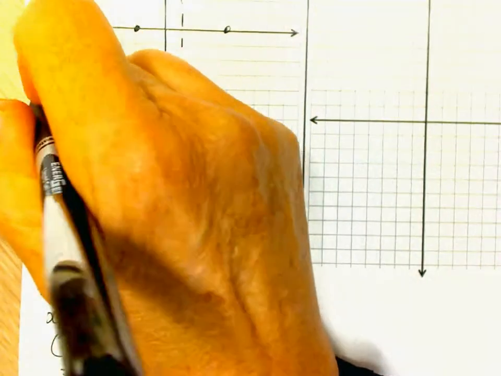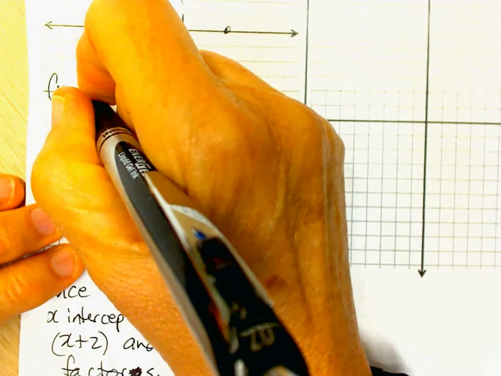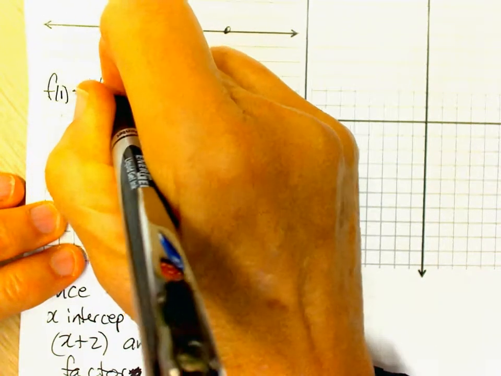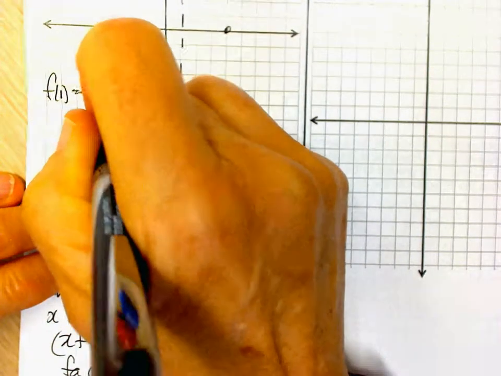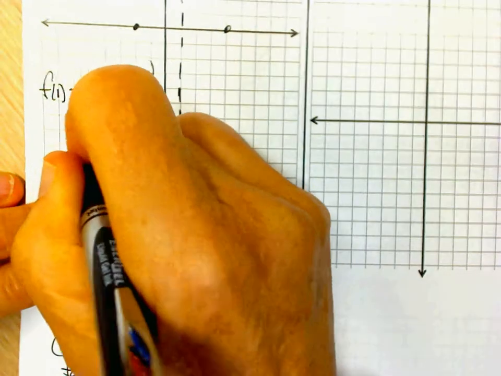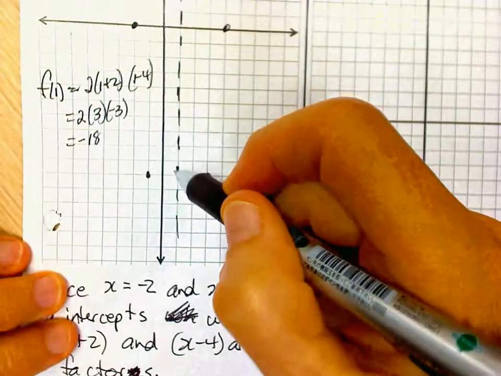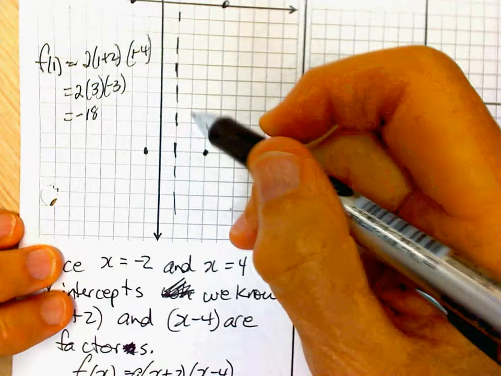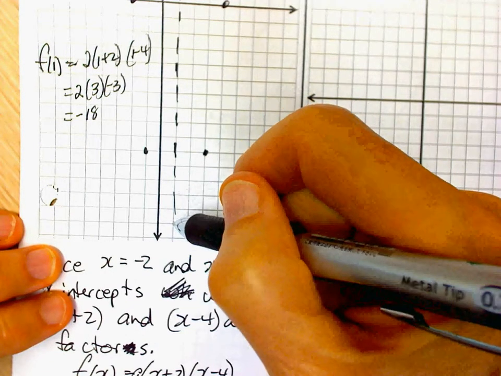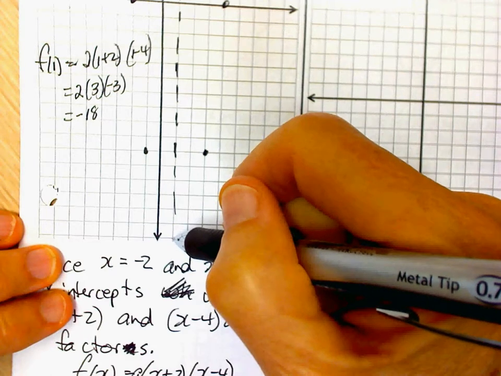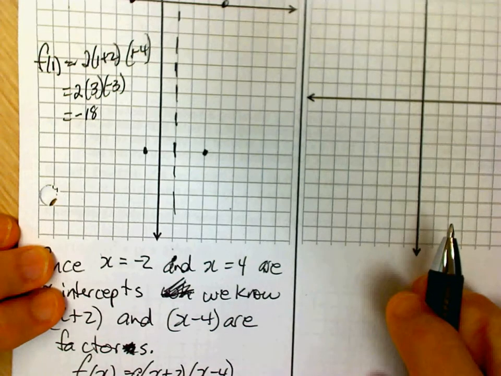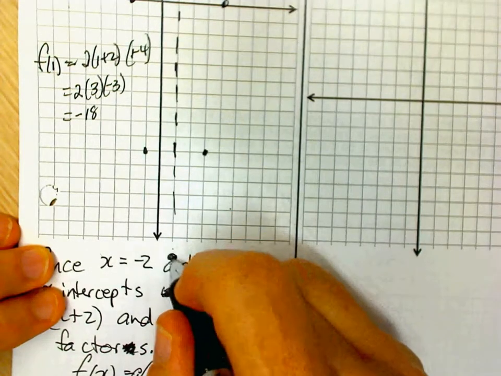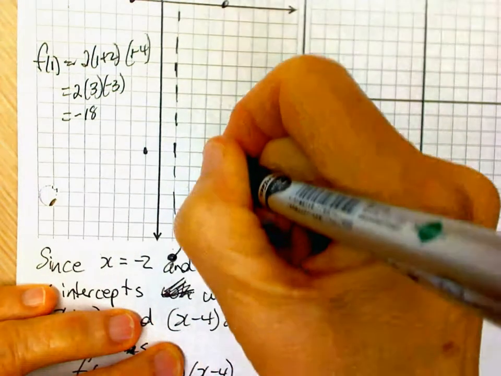Let's see. f(1) is equal to 2 times (1 plus 2) times (1 minus 4). It's going to be 2 times 3 times -3, and that equals -18. So this doesn't fit on the grid, so I guess we'll just have to go below. Just estimate that vertex down there. So now we can draw our graph.